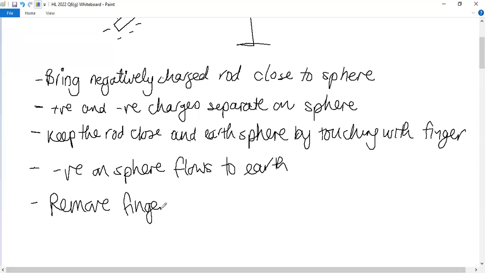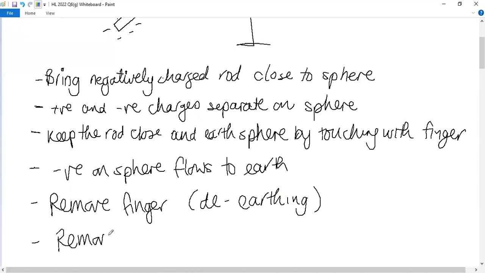Okay, so I've written all the text, but really it's just an instant. Touch it with your finger, take your finger away, then you can move your rod away and you have a charged sphere. Remove finger and that's kind of de-earthing, okay? I don't know if that's even a proper word, but it's de-earthing. It's no longer earthed. It's no longer dependent on you to give a flow of electricity. Remove finger, remove rod, put it wherever, just far away.